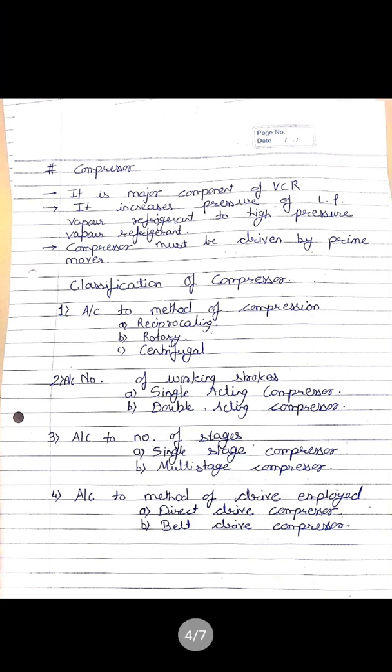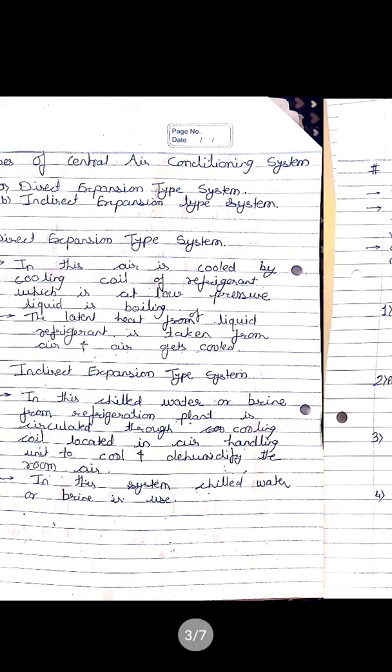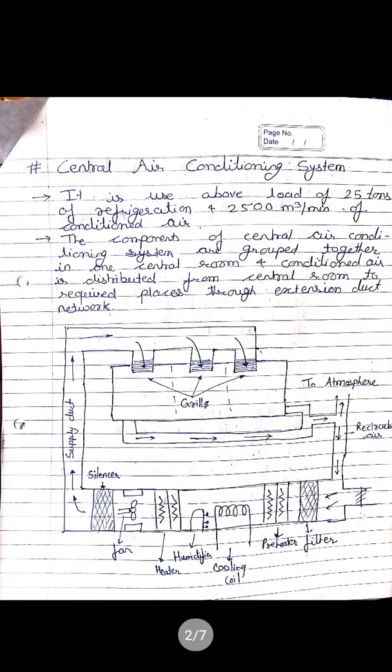Welcome all. Today we are going to discuss the refrigeration system components. In the last lectures, what we saw about the all year-round air conditioning system, then the summer air conditioning system, winter air conditioning system, then the central air conditioning system, and the unitary air conditioning system. Then again we saw the types of central air conditioning system, which are direct expansion type and indirect expansion type.